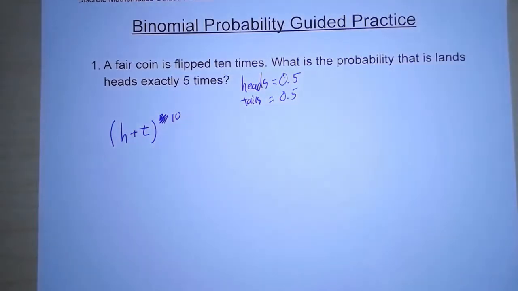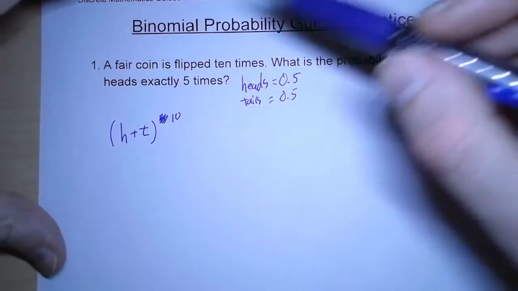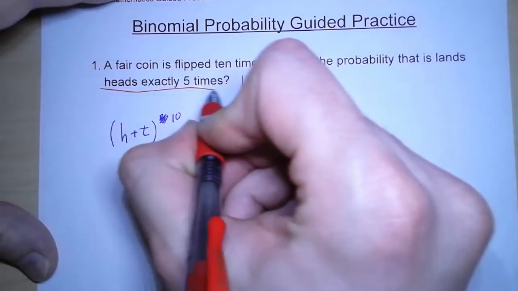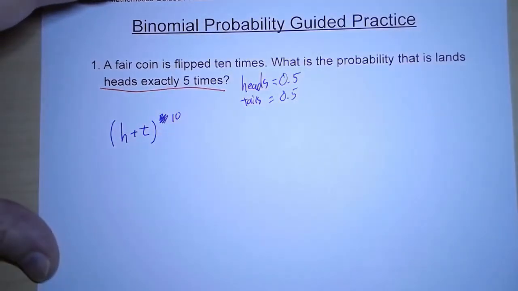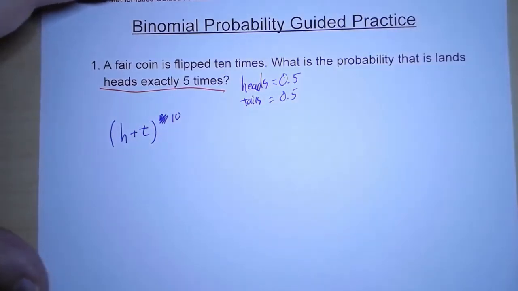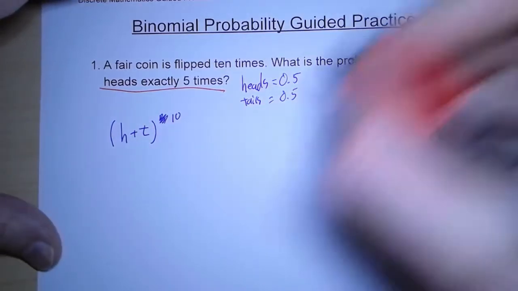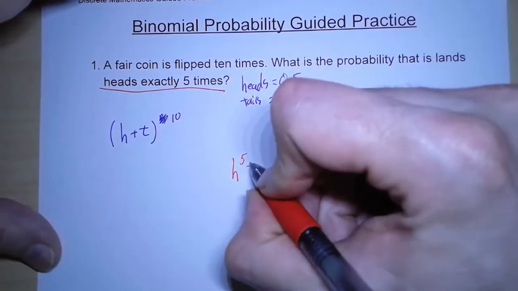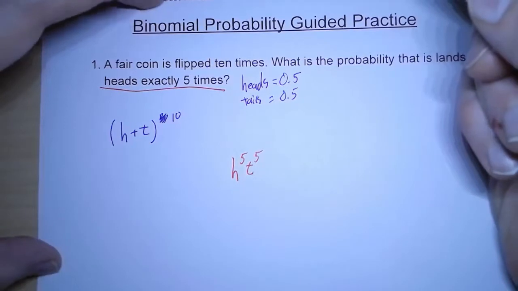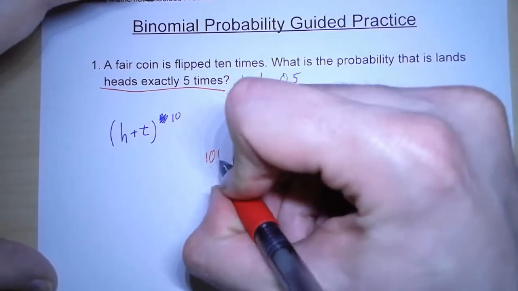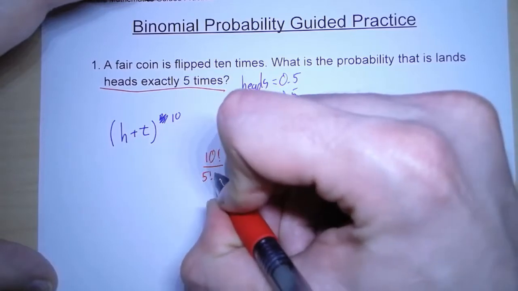Now, we don't actually have to expand this out completely because all we care about is the probability that it lands heads exactly 5 times. So we only care about the term where it's going to land heads 5 times. If it lands heads 5 times, that means it's going to land tails 5 times. So what's going to be the coefficient out front? That's going to be 10 factorial over 5 factorial times 5 factorial.